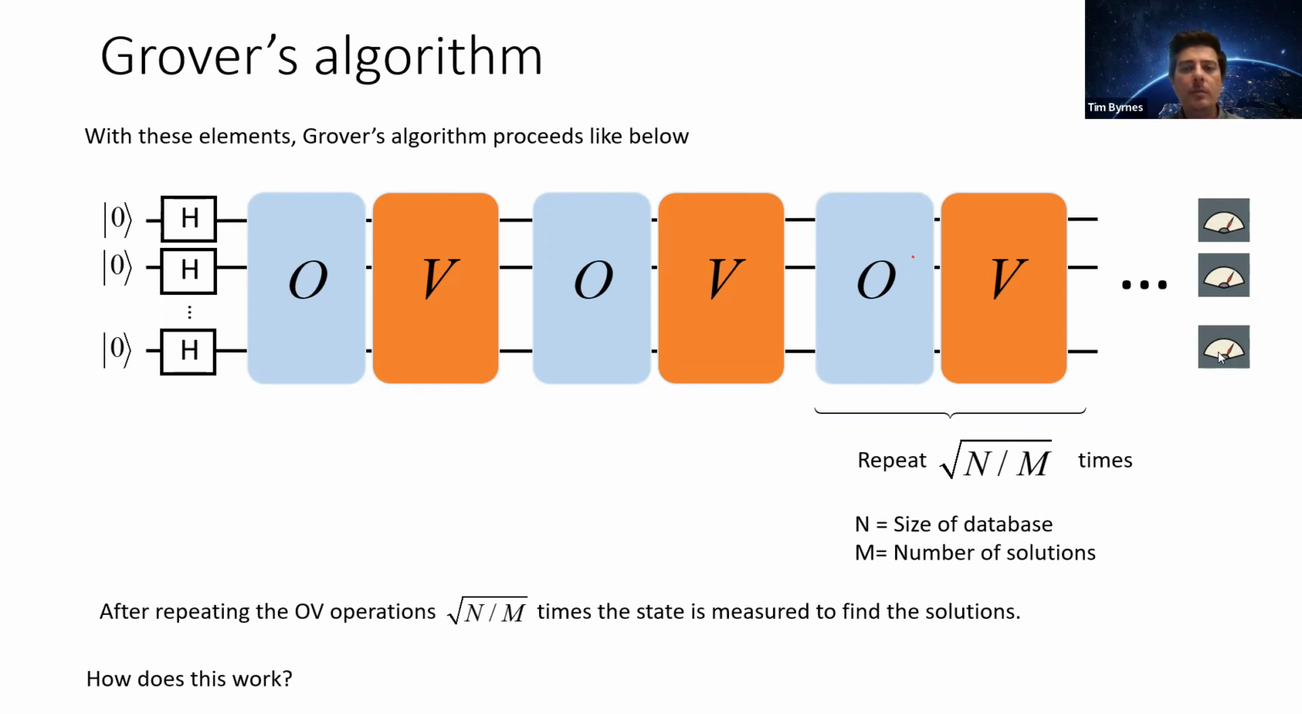When you measure, the output of the circuit should be one of the solution states, so you just read off the solution state. Perhaps the solution state is that state, and whatever that is in binary, you just read off the values. Okay, so that's how it works. Now, I'm sure this looks kind of mysterious. Why does this work? Let's dive into that.